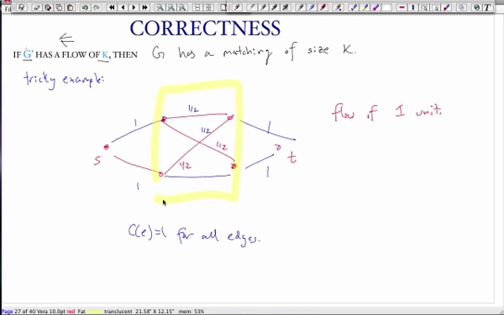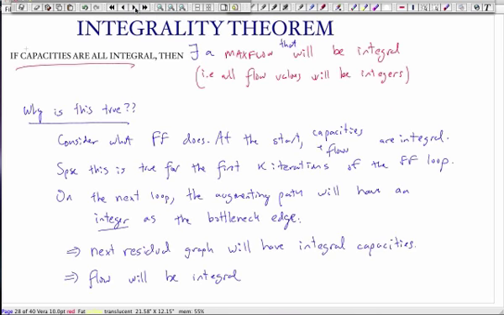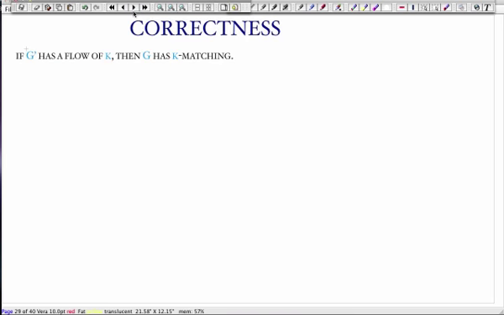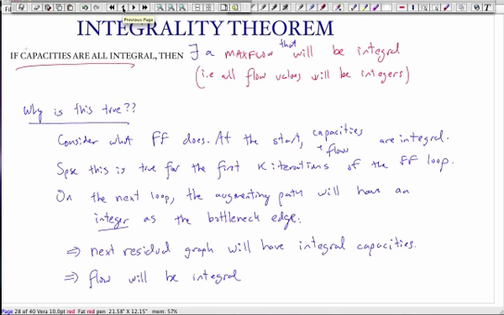So here's the argument I'm going to make in the next step. I'm going to say, well, we have this integrality theorem. So that means if G has a flow of K, then step two, there exists an integral flow. In other words, this argument needed one subtle addition, which is this integrality theorem, which is not obvious, but it has a simple argument.